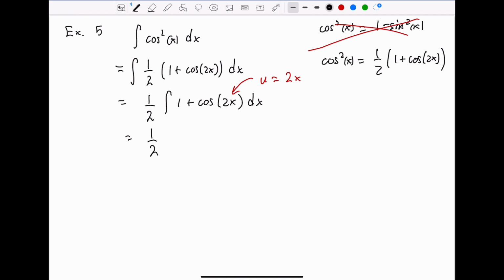So we integrate 1. The antiderivative of 1 is x. The antiderivative of cosine of 2x is sine of 2x, and to compensate for the chain rule, we divide by 2. We add plus c, and we have the final answer.